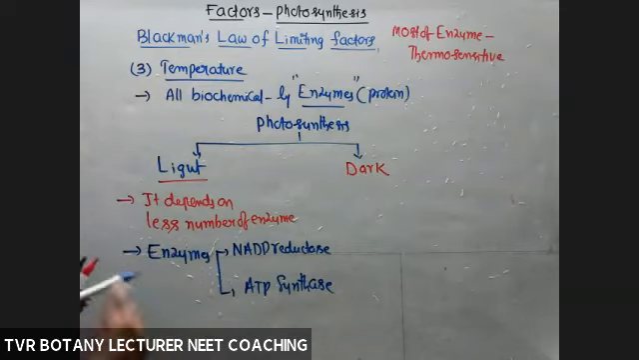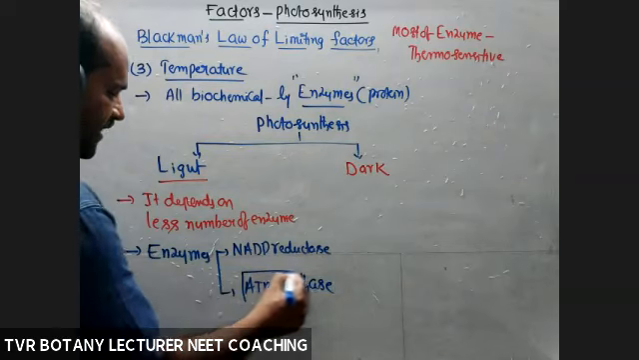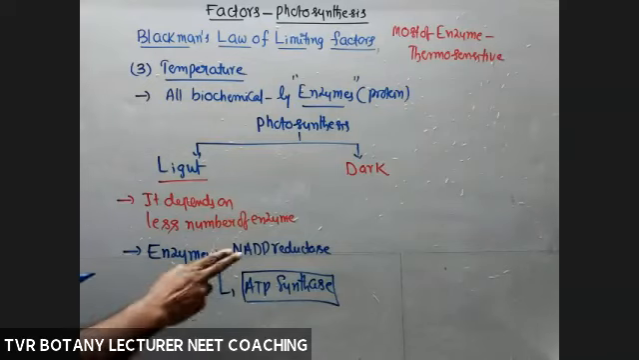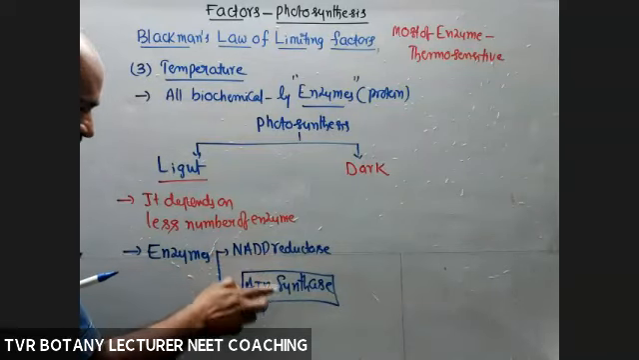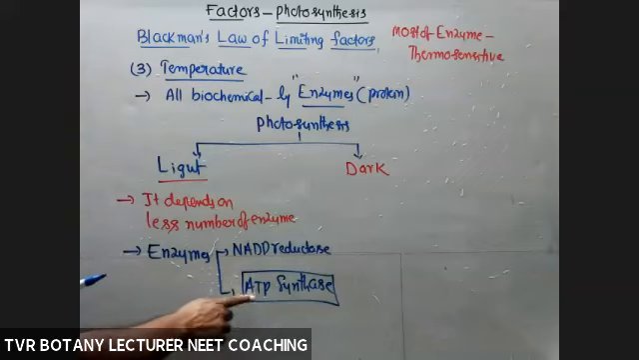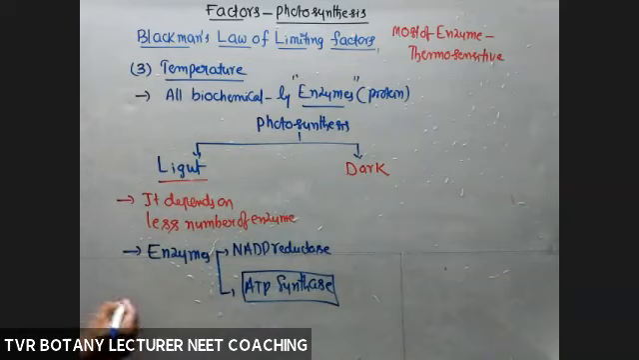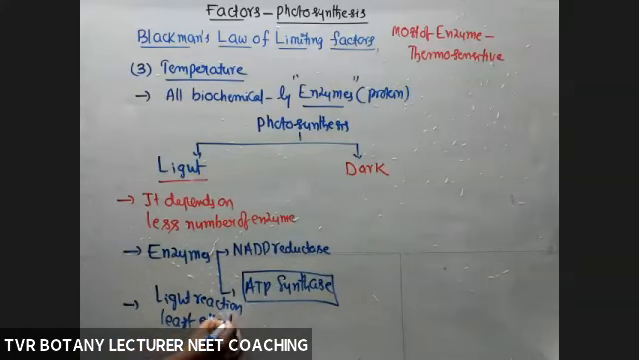Moreover, in the cyclic electron transport system, only ATP synthase is needed. In non-cyclic, it needs both NADP reductase and ATP synthase. If it is cyclic, only ATP synthase is enough, not both. So the light phase is less dependent on enzymes. That's why the light reaction is least affected, or less affected, by high temperature.